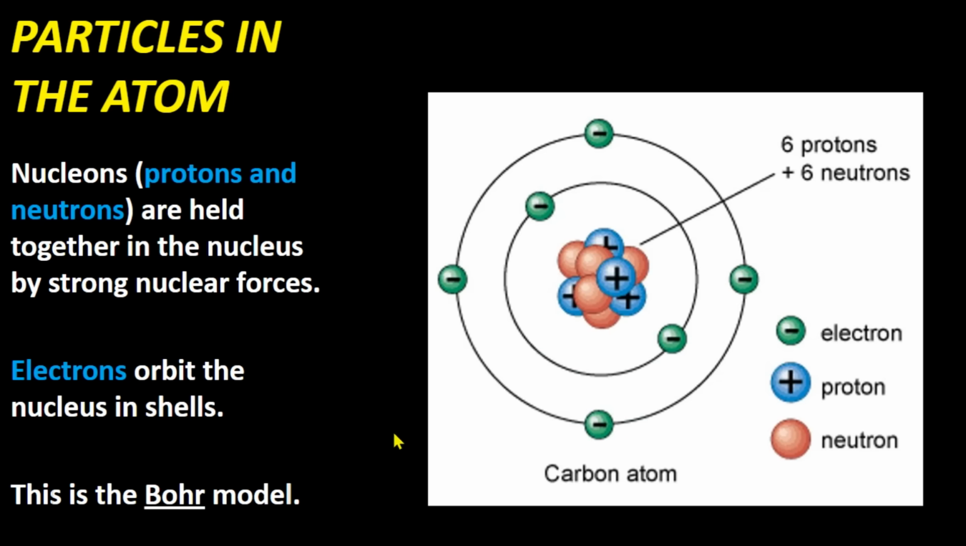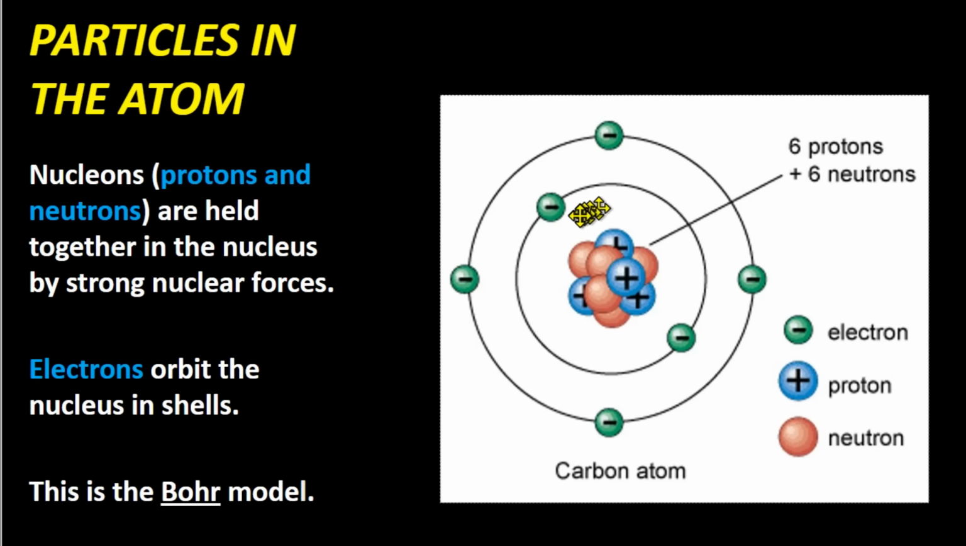Here we have the Bohr model of the atom, and in the middle here we have the nucleus, which contains nucleons, which are basically protons and neutrons, and they are held together by the strong nuclear forces. Electrons, which are held in orbits by weak nuclear forces, orbit or go around the nucleus as seen here. In this particular carbon atom, we have 6 protons, 6 neutrons, and 6 electrons. Keep in mind here that the first shell can only hold 2 electrons, the second shell can hold 8.